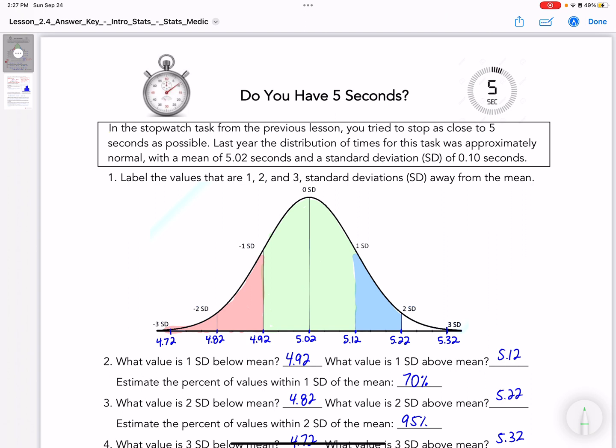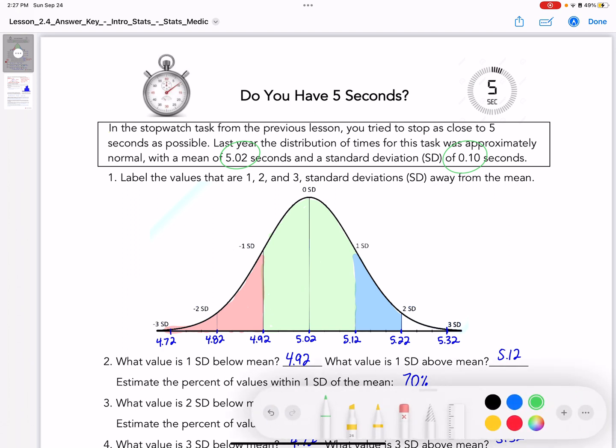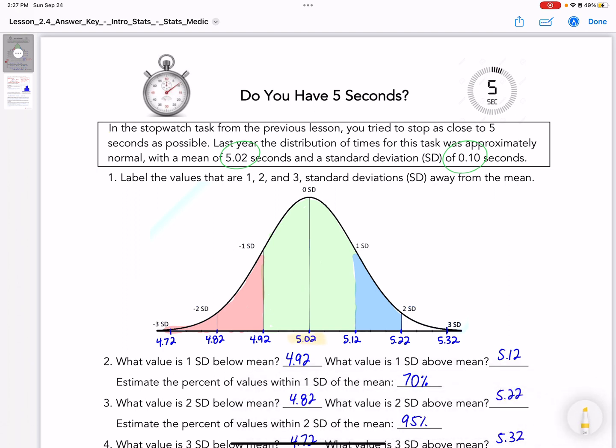So what I had everybody do in the first part was label the 1, 2, and 3 standard deviations away from the mean when it gave me this information, that the mean was 5.02 seconds and the standard deviation was 0.1. The way I did that was, since the mean was 5.02, that's in the middle, and then I added 0.1 to get all of these other values. So 5.02 plus 0.1 is 5.12, etc. And then I subtracted it to get the rest of them.